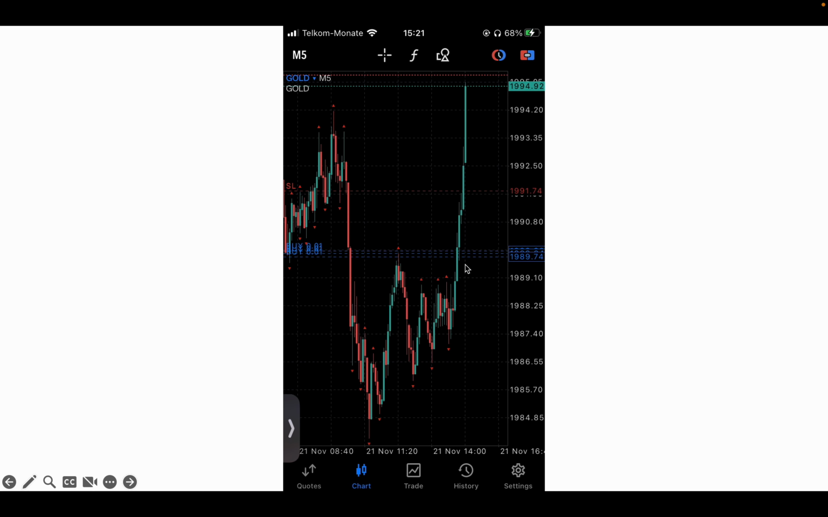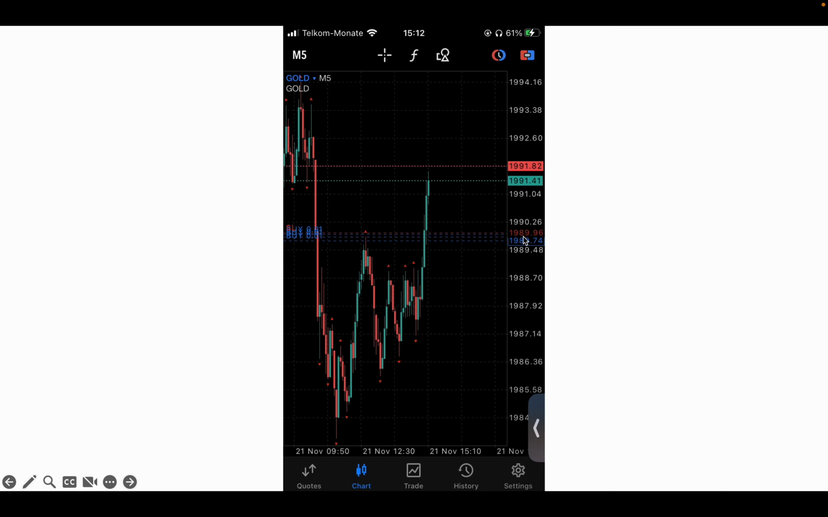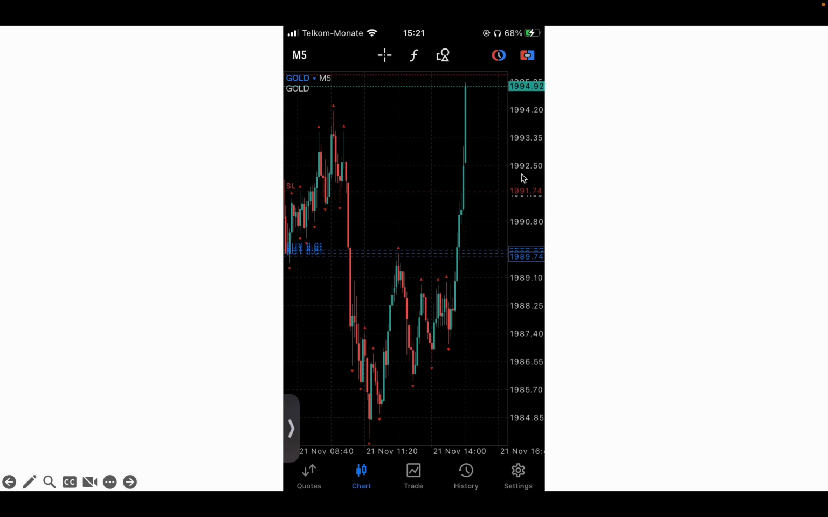So what did I do? I moved the stop loss from where it was over here at 1989.96. I moved it now to 1991.74. So I moved it up. And from the point where it was $2, so about, let's say 93, because as you can see, this candle is quite long, so it moved really quickly.